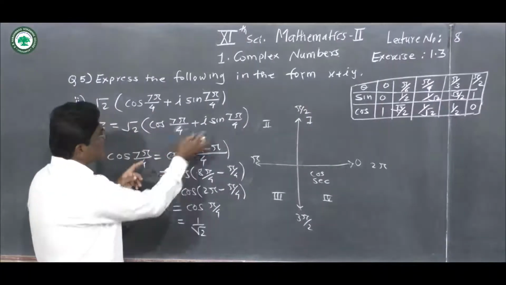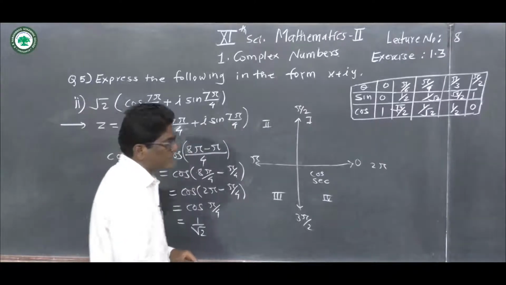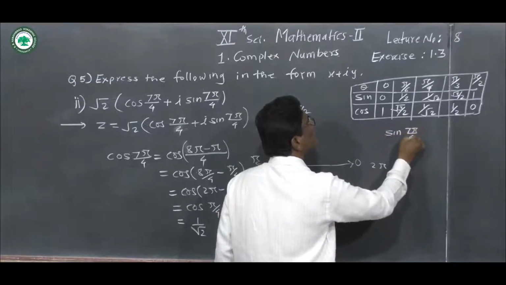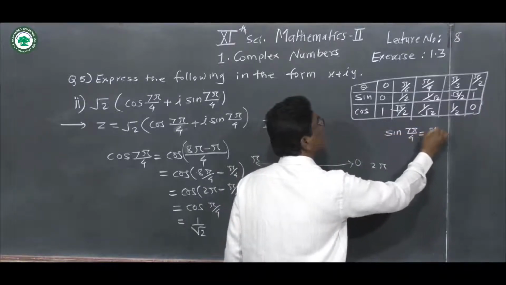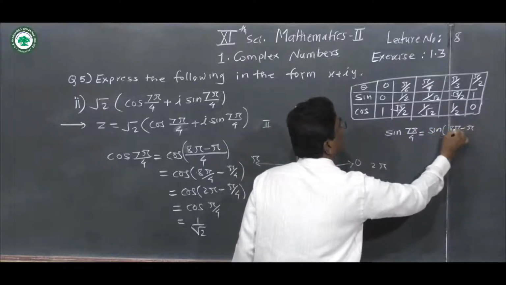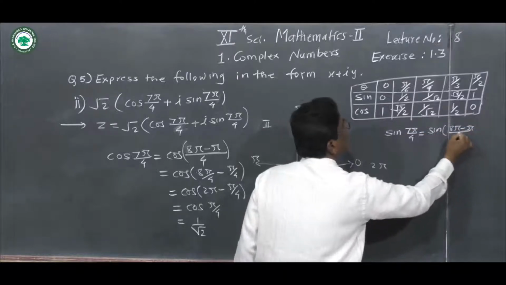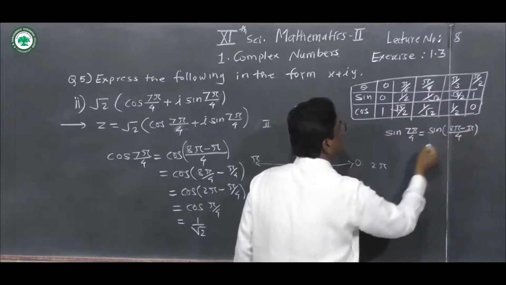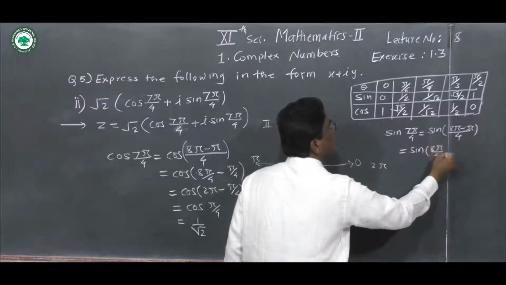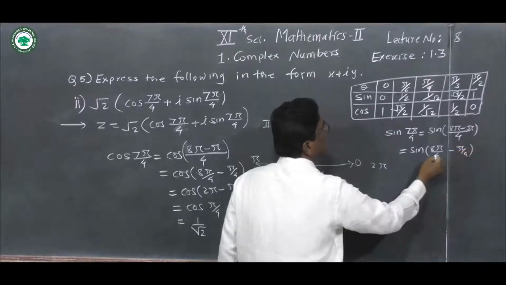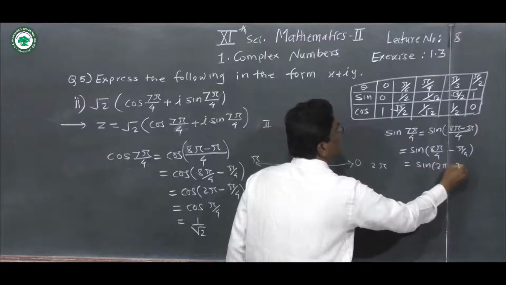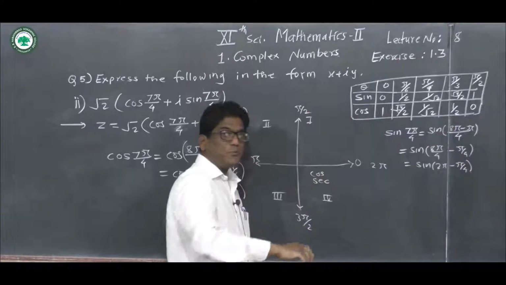Now we find sine of 7 pi by 4. We write this 7 pi as before: 8 pi minus pi, that is 8 pi minus 1 pi, divided by 4. So it is equal to sine of, divide separately, 8 pi upon 4 minus pi upon 4. Now 4 ones are 4, 4 twos are 8. So sine of 2 pi minus pi by 4.